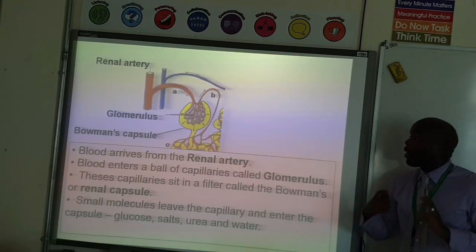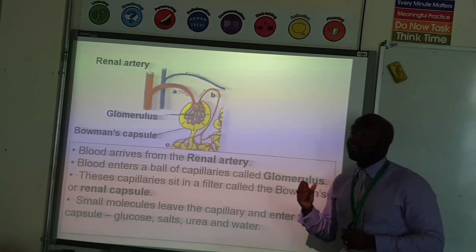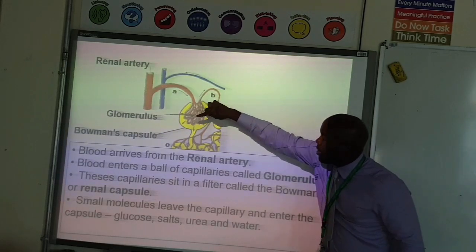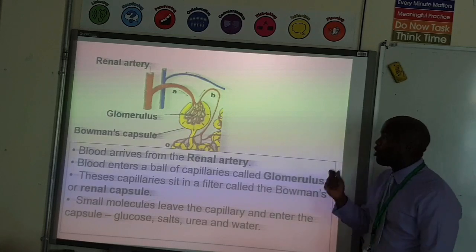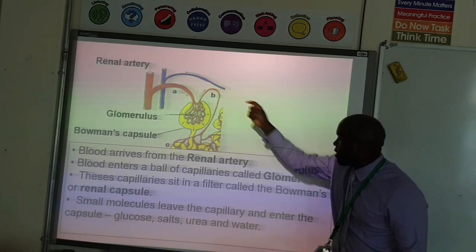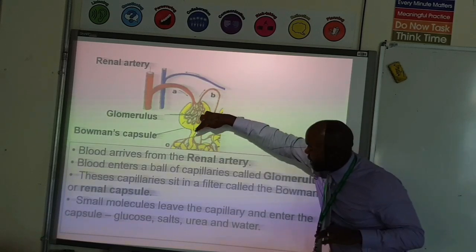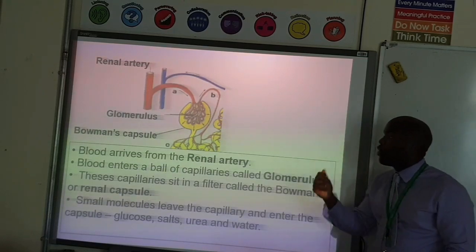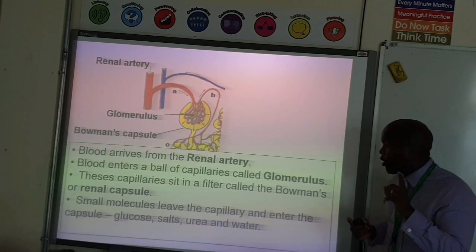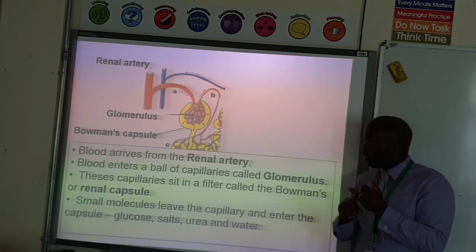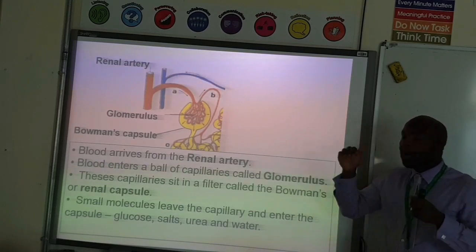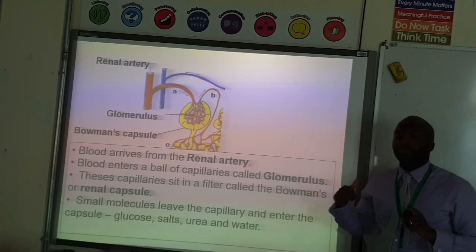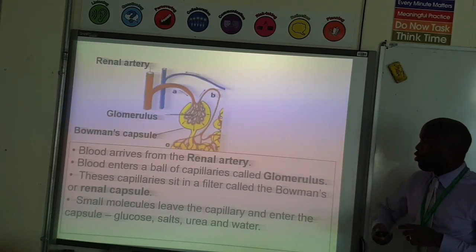Now, we have blood entering the kidneys via the renal artery. This blood enters a ball of capillaries here, as you can see, and this ball of capillaries is known as the glomerulus. These capillaries sit in this filter here. This filter is known as the Bowman's capsule or the renal capsule. Small molecules, as we said before, glucose, salts, urea and water, all pass into the renal capsule. Larger molecules such as proteins do not, because they're too large to diffuse across.